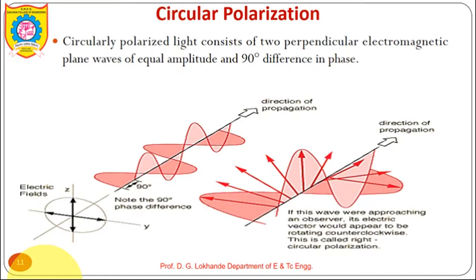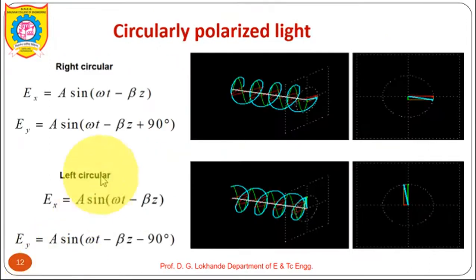Now in circular polarization, circularly polarized light consists of two perpendicular electromagnetic plane waves of equal amplitude and 90 degrees phase shift. So the orthogonal relation will be available over there. Along the direction of propagation, the fields are perpendicular to each other, and the movement takes place in either a clockwise direction or an anti-clockwise direction. So we will see that in the next slide.